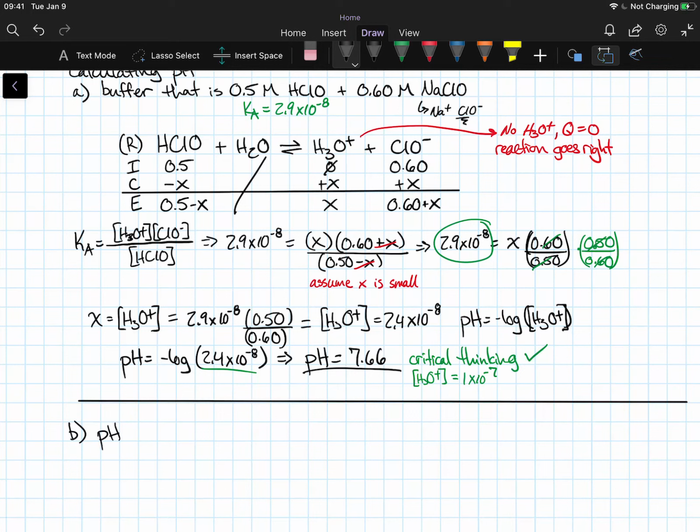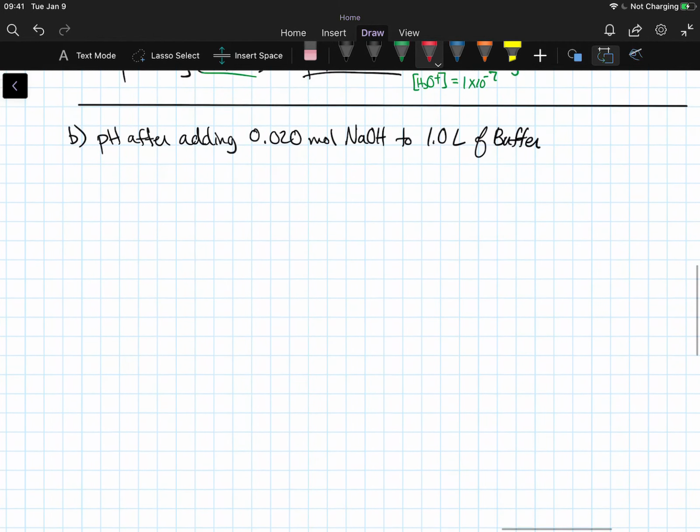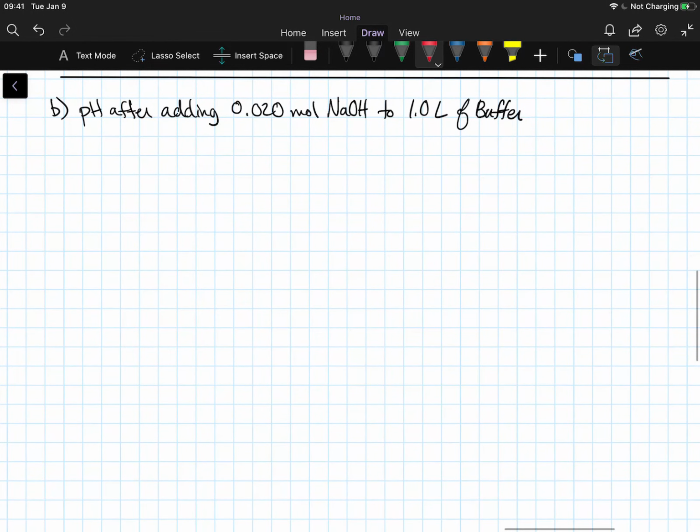For part B, I want to know the pH after adding 0.020 moles of hydroxide, so NaOH, sodium hydroxide, to 1.0 liters of buffer. The way this problem has been set up, we're just adding some solid sodium hydroxide to a given amount of buffer.